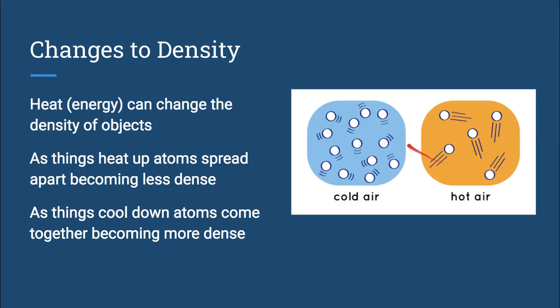When things cool down, their atoms slow down, and the atoms start to come together. Think about a bunch of cold people on a windy day. They're all going to get close together. That's sort of like what the atoms do. As they start to come together, the object becomes more dense. So again, as you add heat, an object becomes less dense. And as things become cold, they become more dense.